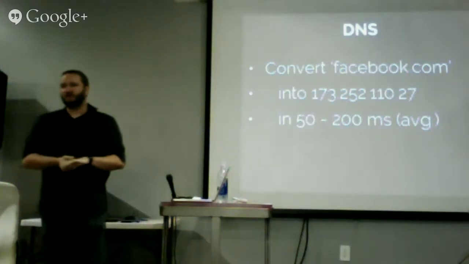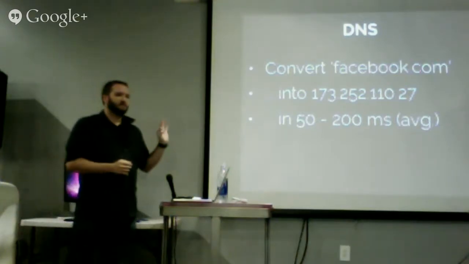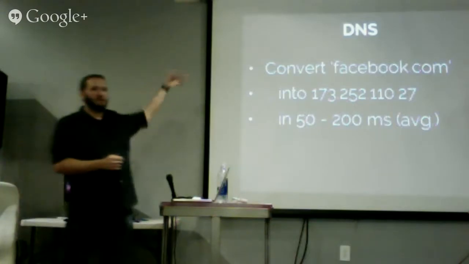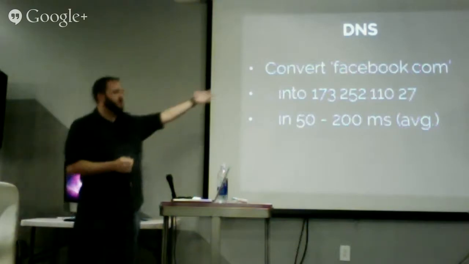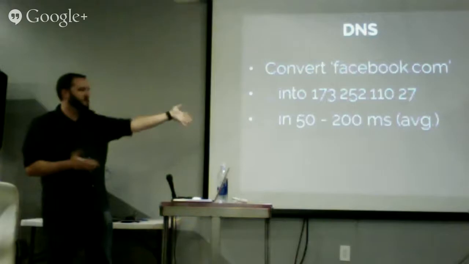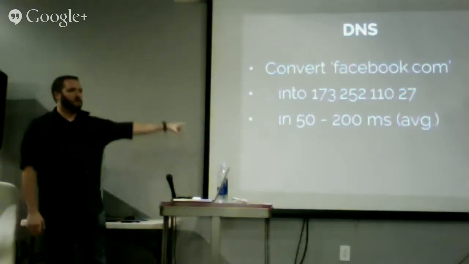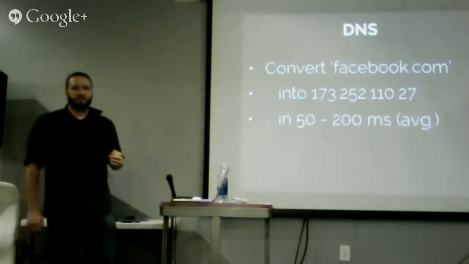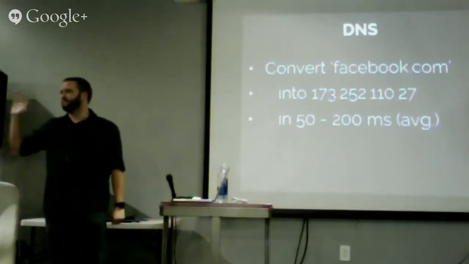So first thing that needs to happen when you look up a website is DNS. So you have to convert the name into an IP address. So you take Facebook.com, you turn it into that IP address, and each DNS lookup takes you around 50 to 200 milliseconds. So 200 milliseconds is 1/5 of a second. So anyone know why this is important? It loads.